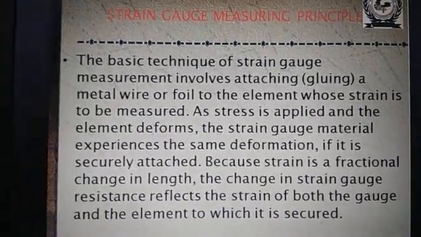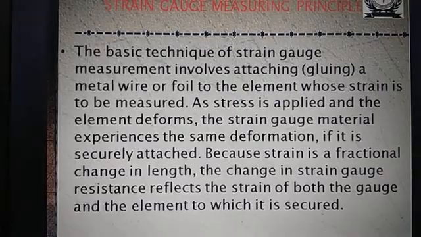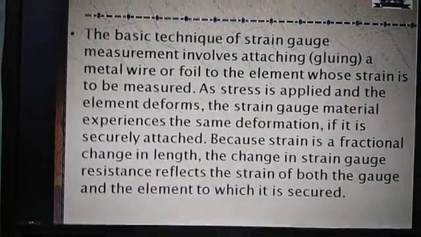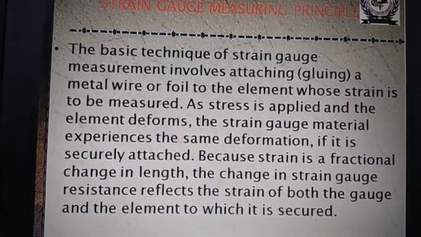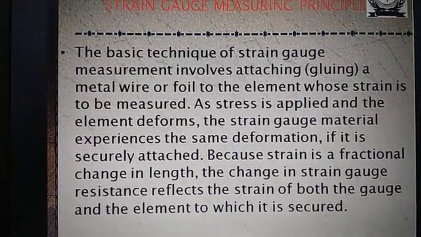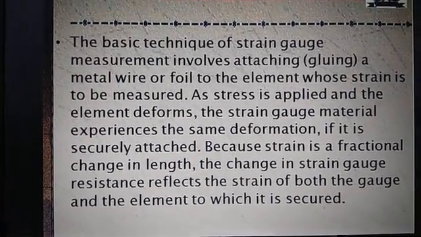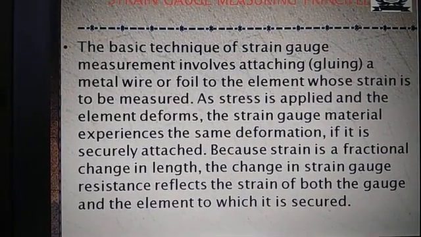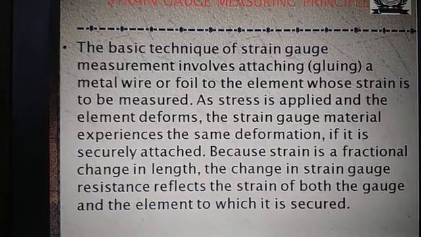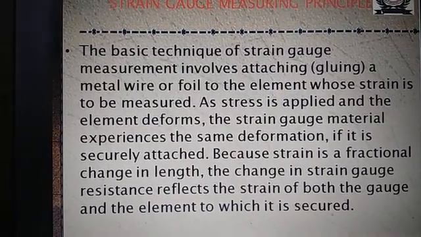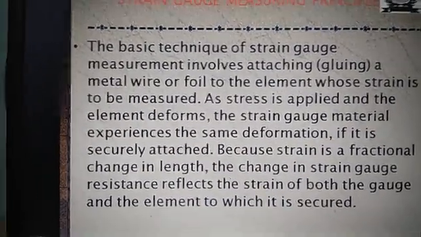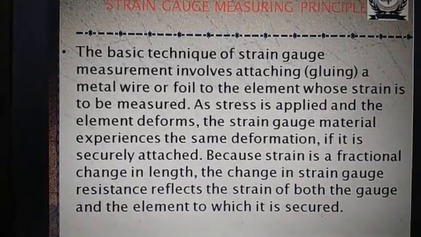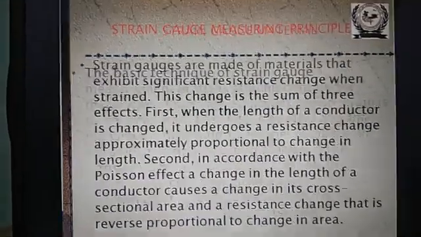So when force is applied, there is a deformation of a material. That is, there is a strain, and then strain is converted into the change in resistance, strain gauge resistance. That resistance reflects the strain of both the gauge and the element to which it is secured.